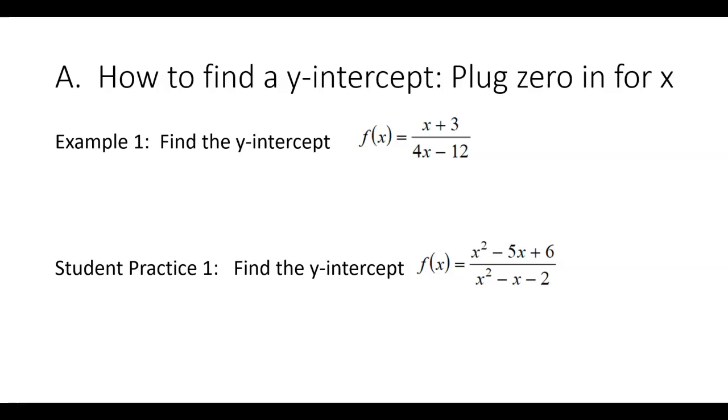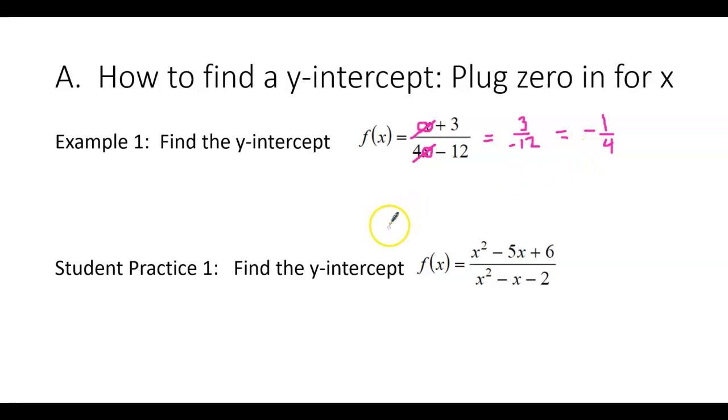So let's go ahead and start off with part A here. How do you find a y-intercept? You find the y-intercept the same way you find a y-intercept for any function, and that's by plugging in 0 for x. If you plug 0 in for x, anything that you plug 0 into is going to basically go away. And so what you're always going to be left with is just the number without an x on the top and the number that doesn't have an x on the bottom. And in this case, I'm left with 3 over negative 12, which reduces to negative 1/4. And so this function would touch the y-axis at negative 1/4 on the y-axis.